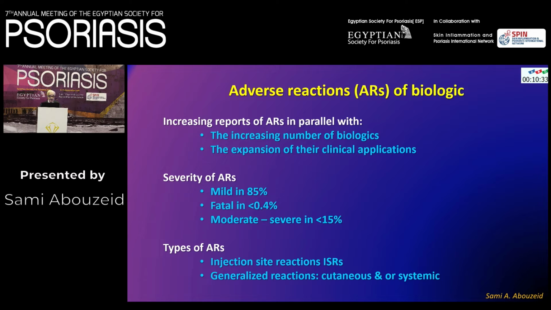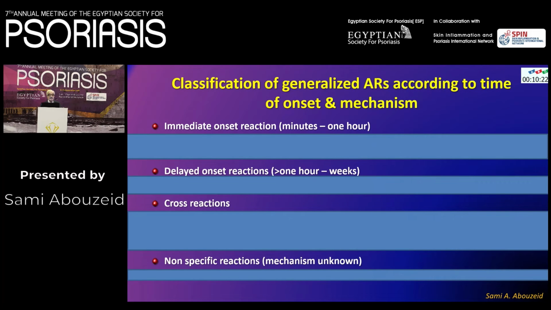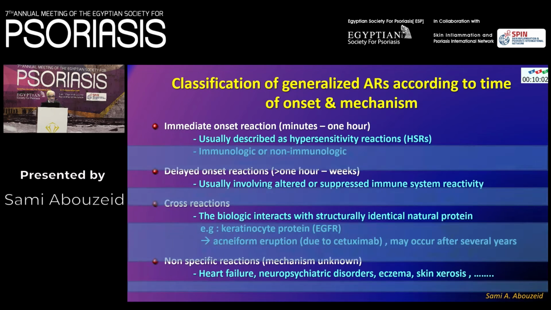احنا يهمنا اكثر الجنرالايزد رياكشنز. انا مش هتكلم على الانجكشن سايت رياكشنز وان كانت هي الموست كومن. We classify generalized adverse reactions according to the time of onset into immediate onset reactions from minutes to 1 hour, delayed onset reactions from more than 1 hour to weeks, cross reactions, and non-specific reactions, mechanism unknown.